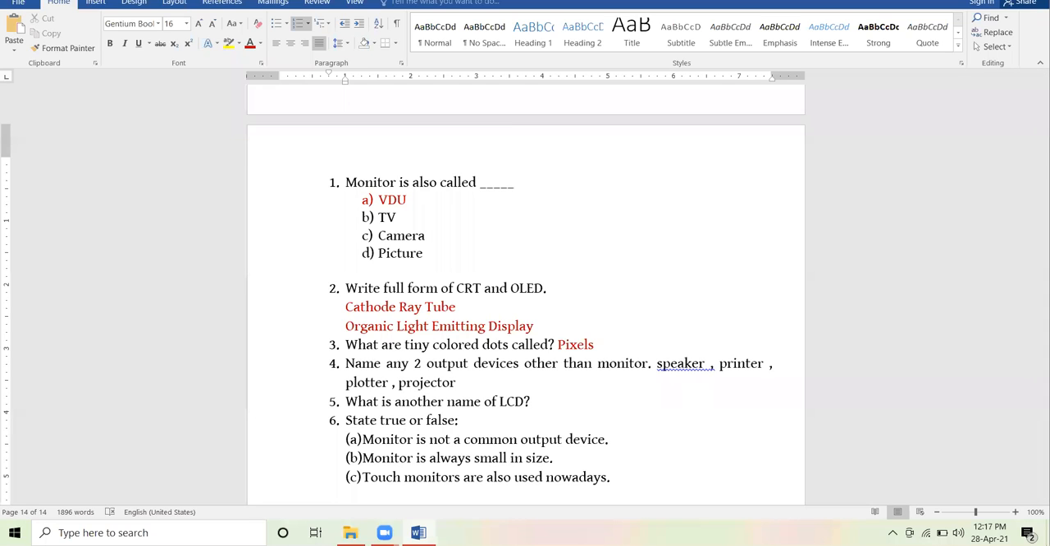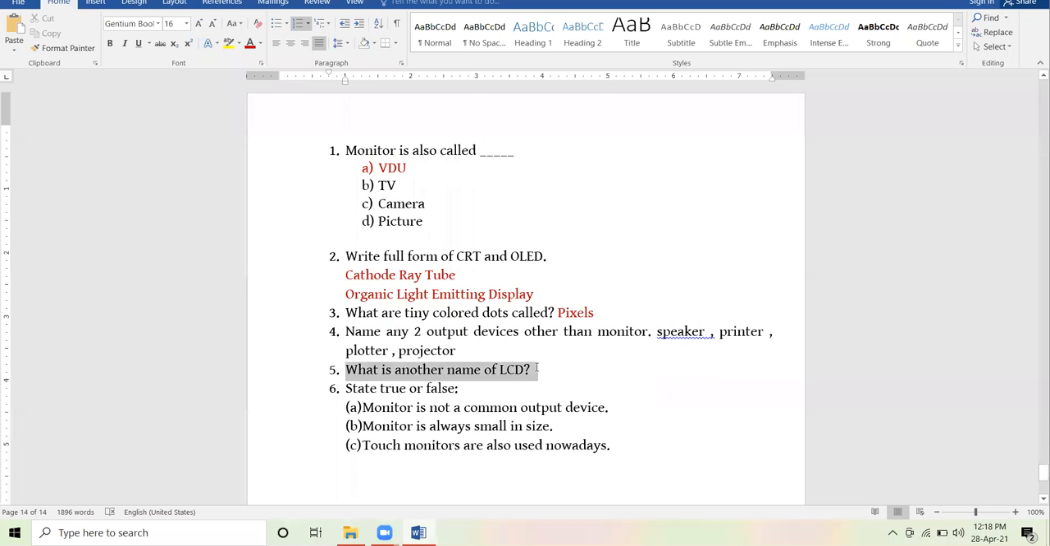Dipali, unmute yourself. Roll number 8, Dipali. Beta, unmute yourself. Dipali, can you hear me? Dhwani, am I audible to you? Roll number 10, Dhwani. Keshav, are you here in the class? Unmute yourself. Yes, sir. Yeah, what is another name of LCD?